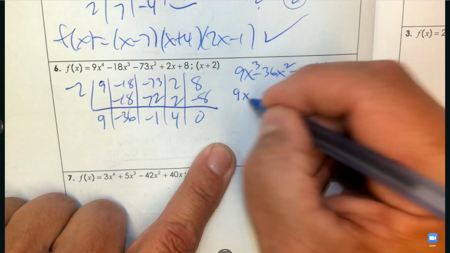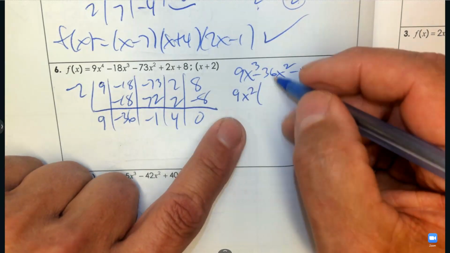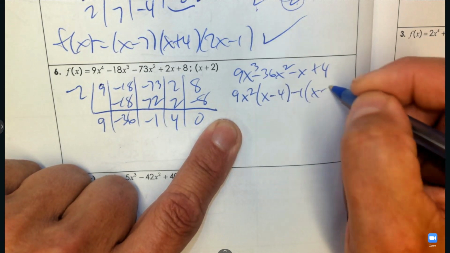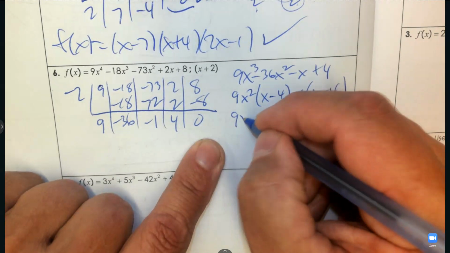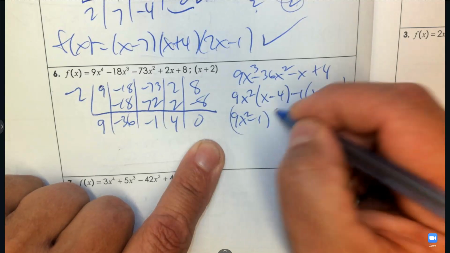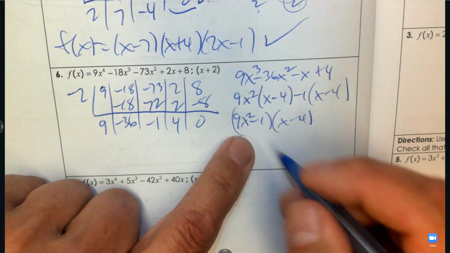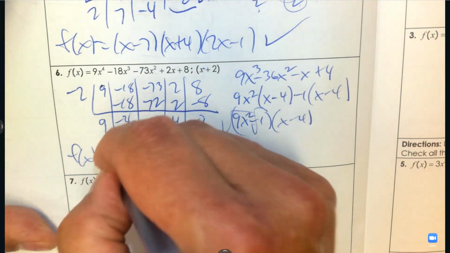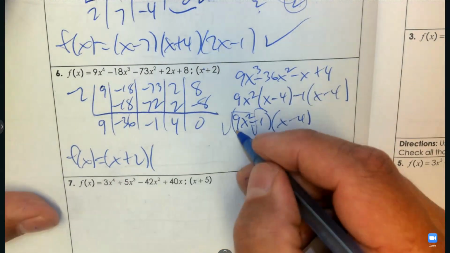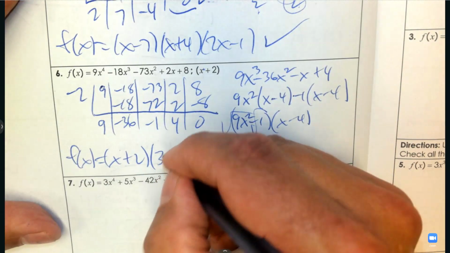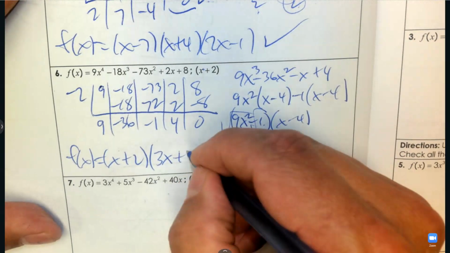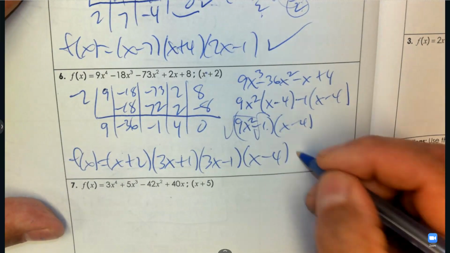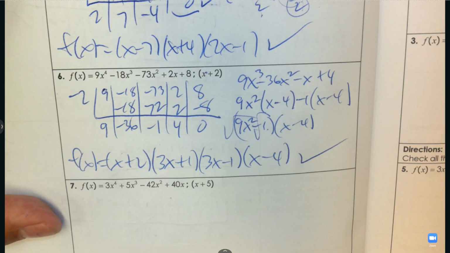To factor this, I group them, so I'm going to factor out 9x squared from the first two terms, factor out negative 1, and then I have 9x squared minus 1 and x minus 4. That's a difference of squares, so the original is x plus 2. The square root of 9x squared and the square root of 1. So one's 3x plus 1, one's 3x minus 1, and x minus 4, and you have completely factored it.